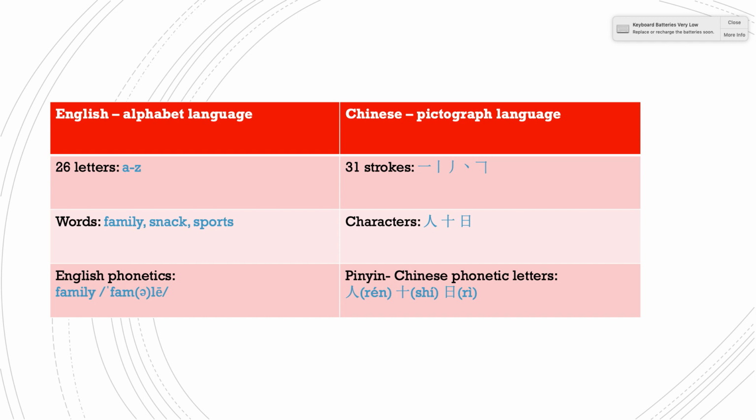The pronunciation of the English words is annotated with the English phonetics. The Chinese pronunciation is annotated with pinyin, which are Chinese phonetic letters, which are actually borrowed from the Roman letters for the purpose of annotating the sound. Does it make sense now?